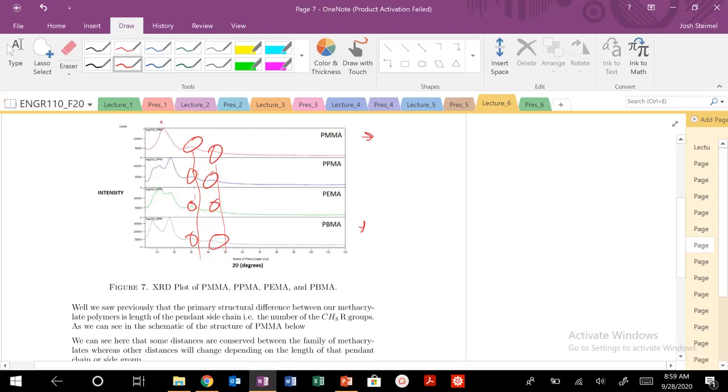But here, these curves are shifting, they're moving around, and you can see this first peak is shifting. Here's another peak, and there's another peak right here. So it's almost like these peaks are moving to the left. So why could that be happening? There are some peaks that aren't moving, and there are some peaks that are shifting and basically moving to the left.